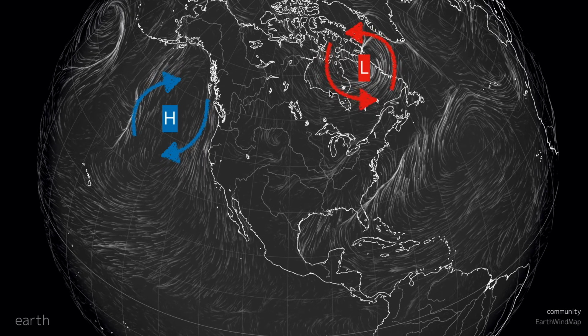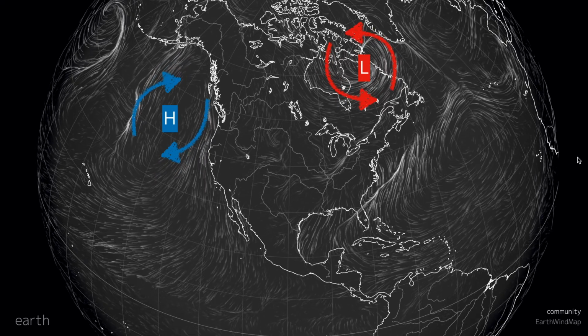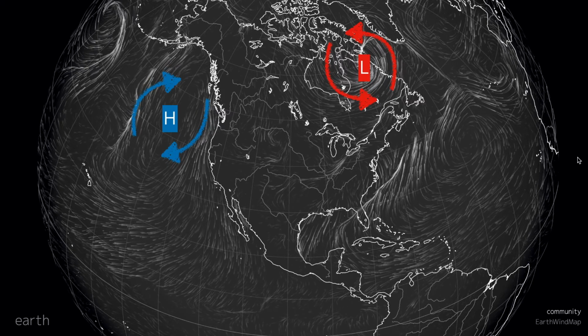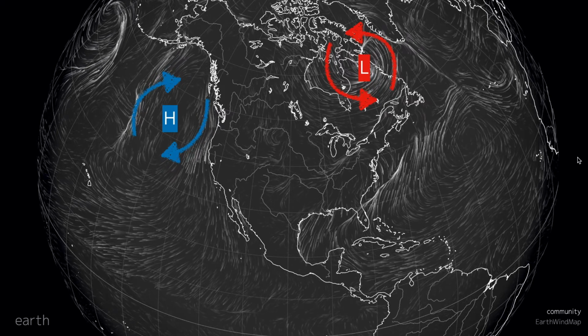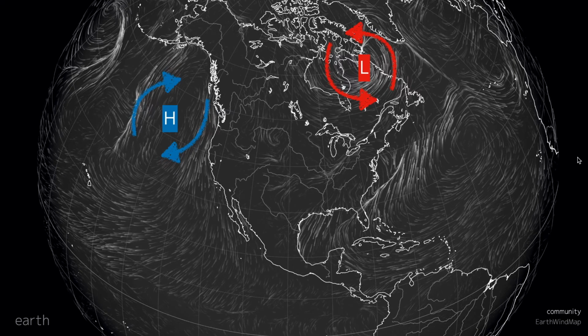Now, one of the things you will notice is that areas that have low pressure centers generally have the faster moving winds, and areas that are high pressure centers generally have the slower moving winds.